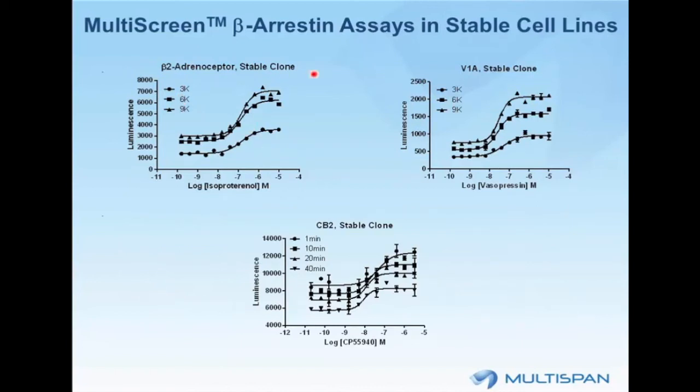So essentially, this is for beta-2 adrenergic receptor, vasopressin receptor, and the cannabinoid CB2 receptor. So essentially, we've moved not just on the opioid receptor families, but we've moved it into other receptors, so beta-adrenergic, vasopressin, and the cannabinoid receptors.